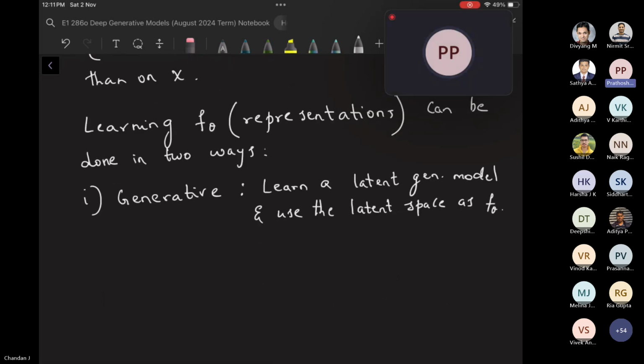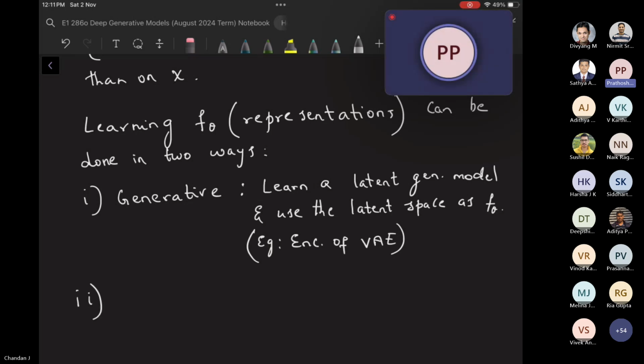We have seen this already. The example is that you can use the encoder of a VAE as the representation. This is one way to do it. The other way to do it, which we will see now, is the self-supervised learning way.